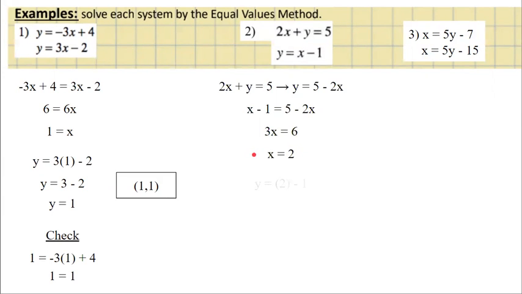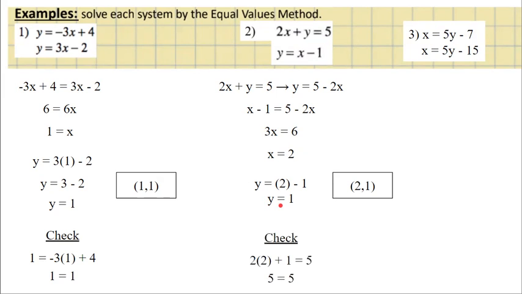Repeat the same process, plug it back into one of the original equations to solve for y, and we'll find that y equals 1. We can once again check our answer by plugging those values into the other equation in the system, and we'll be happy to know that our solution 2, 1 is correct.